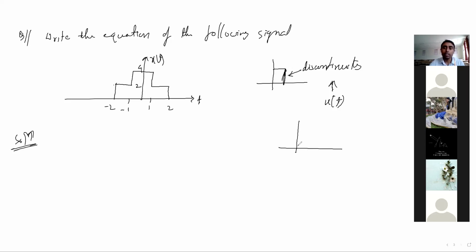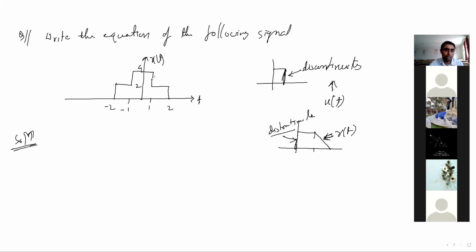Some signal will be like this. Here you can say some ramp type signal is there. If there is a slope, then r(t) will come, which means a ramp signal. Here one discontinuity is there, so one unit step signal will come. So if the signal presents a discontinuity, then a unit step signal comes.